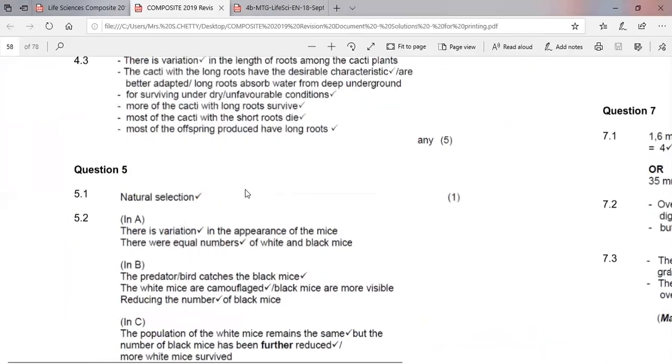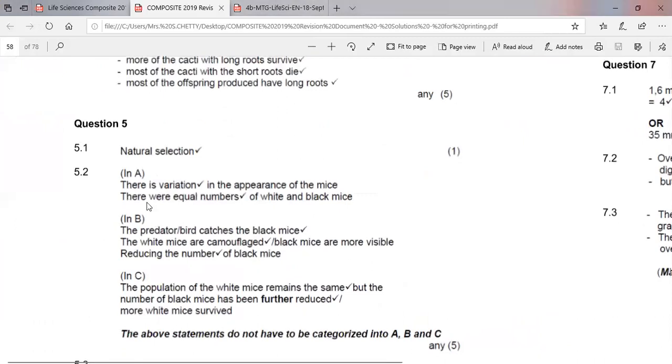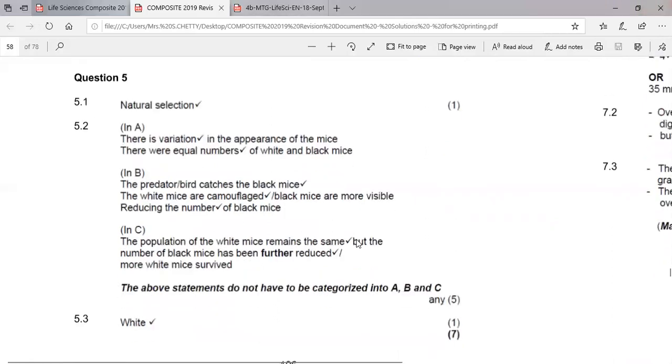So, question 5, natural selection. Here they wanted you to specifically say what is happening in each frame. You could not do a generalized explanation. So in A, there is variation in appearance of the mice. There were equal numbers of white and black mice. In B, the predator catches the black mice. Why? They were more visible. The white mice were camouflaged, and because the black mice were more visible, they reduced in number from 5 to 3 or whatever. In C, the population of white mice remains the same, but the number of black mice has further reduced because there was further predation. Now that is what they wanted for 5 marks.